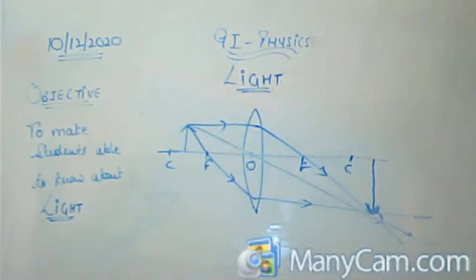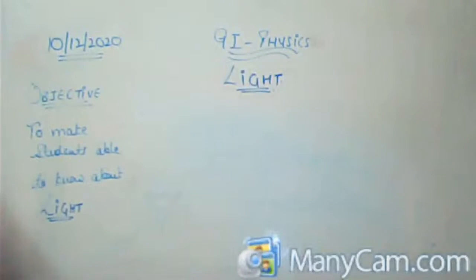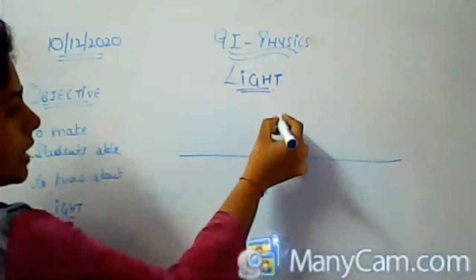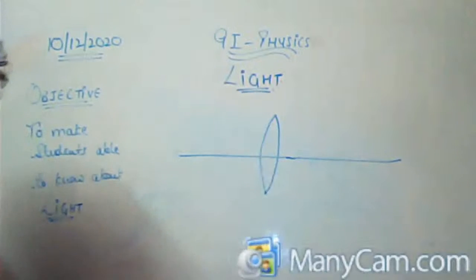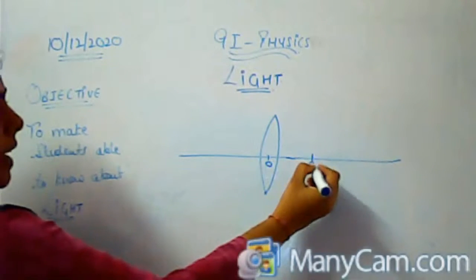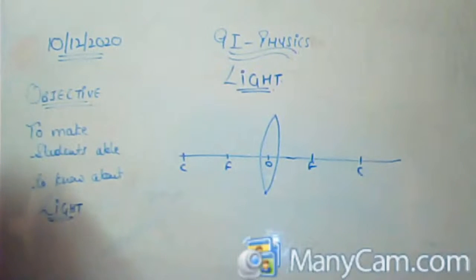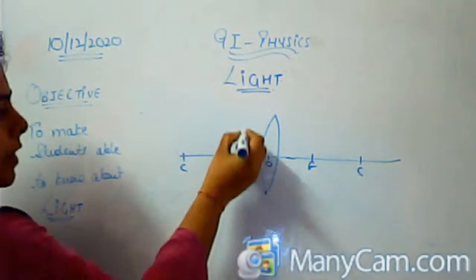See the object, this is smaller in size और उसकी जो image बन रही है that is bigger in size, plus image is virtual. Fine. So this is the case when the object is between F and O. Let's have that. Object is between F and O. Draw the principal axis. Draw the lens, the convex lens. This is O, this is F, this is C, this is F, this is C. Object is between F and O, it's like this.